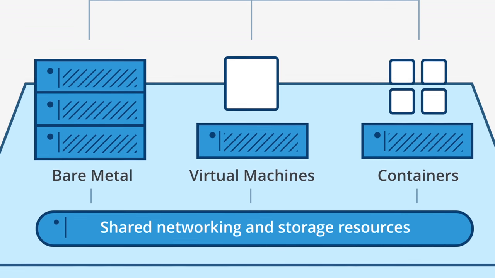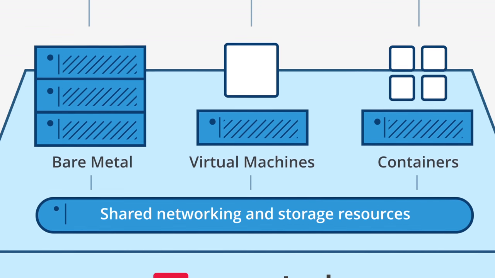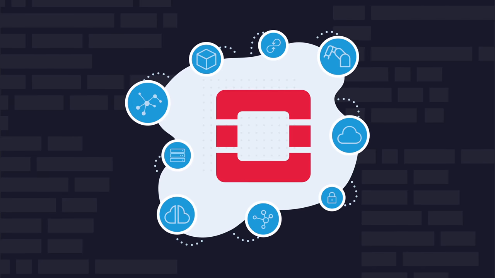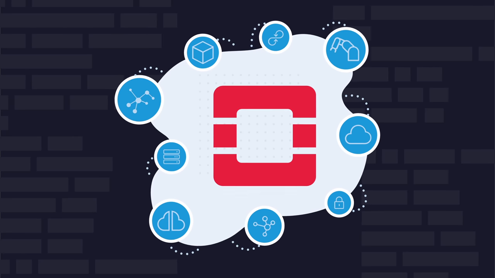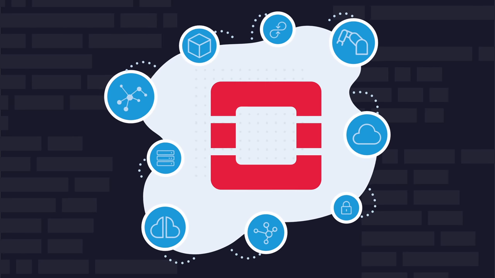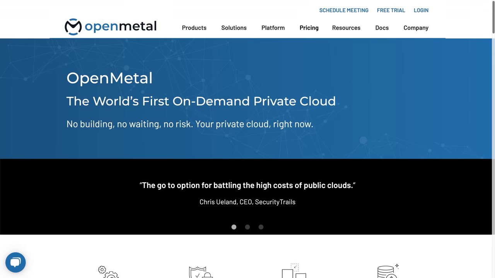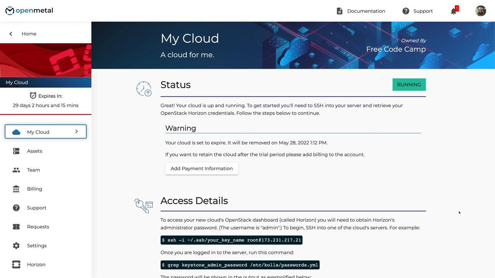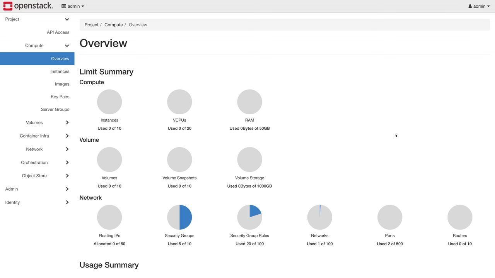There are a bunch of different ways to deploy and configure OpenStack based on the needs of your application or organization. So we're about to learn how to get started with OpenStack and use many of the most common features. One of the easiest ways to get started with OpenStack is by using the OpenMetal on-demand private cloud. This allows us to quickly deploy OpenStack to the cloud and simplifies the setup process.